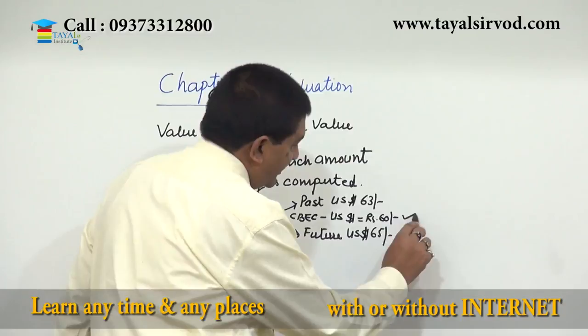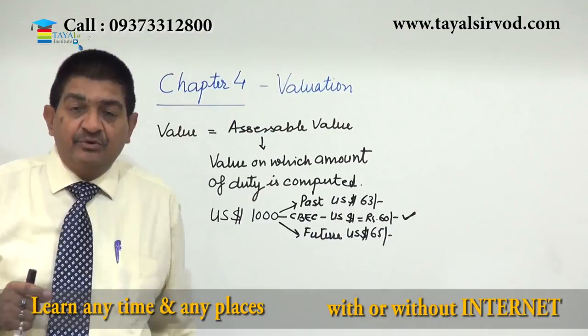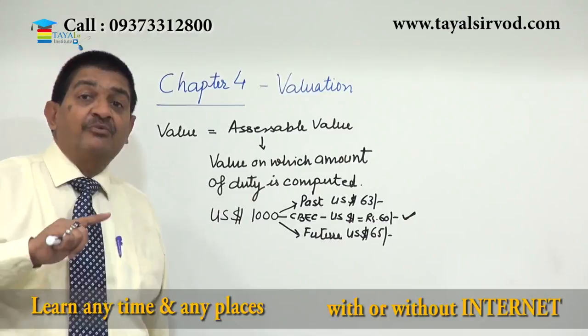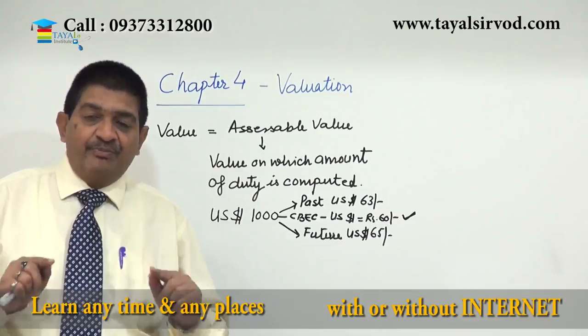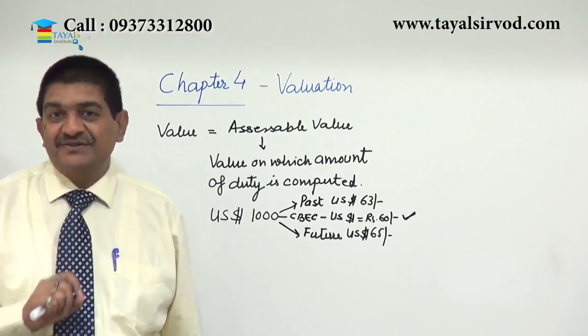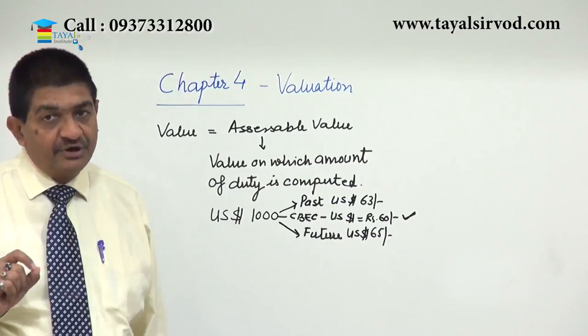So this assessable value has nothing to do with the actual transaction, right? Because I have said, quite possibly we have remitted earlier at 63, or we may have to remit later at 65, but CBEC says for the purpose of duty compute $1 equal to 60 rupees, right? That's why this valuation has nothing to do with the actual remittance. This valuation is only for the purpose of computation of duty.